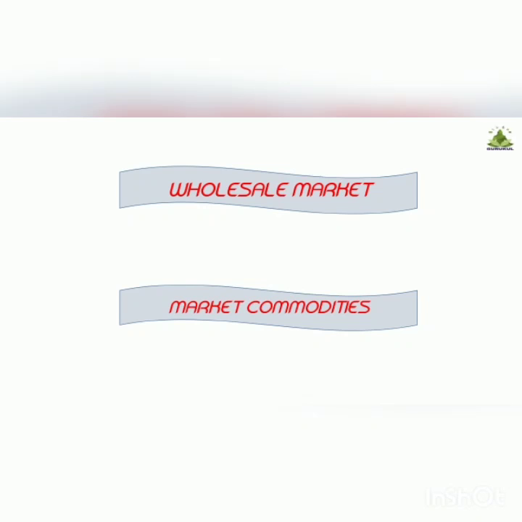It is a simple concept, children, about a wholesale market. You would have seen a wholesale market also, where we can purchase things in bulk. We will not be able to purchase one particular thing singly. Like if we discuss a pen, we cannot purchase a single pen in a wholesale market. For that, we need to purchase in bulk. Same about the market commodities over here.